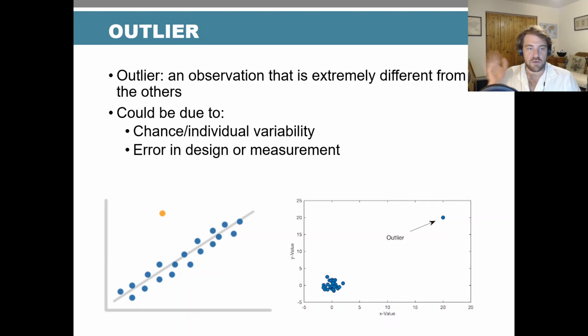And again, it doesn't have to be like things are in a line necessarily. These points are all pretty clustered together pretty well, except for this one. That's another outlier. So we've got outliers: any observation that is extremely different from the others.